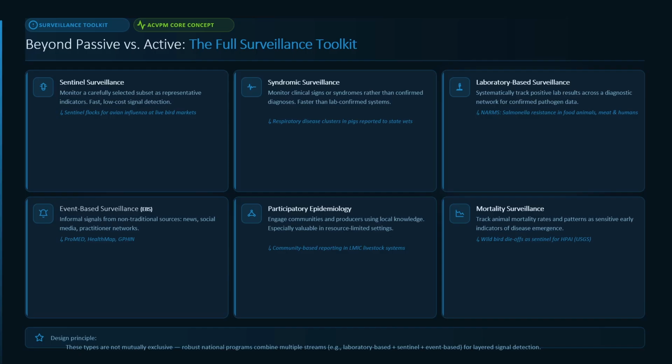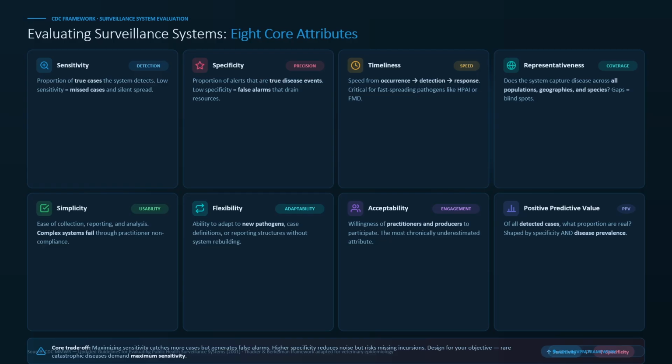Now that we have the full toolkit of surveillance types, we need a way to judge how well any given system actually performs. That's where the CDC's 8 core attributes come in. Let's evaluate. This slide is genuinely one of the most testable topics in veterinary epidemiology. The CDC updated guidelines from 2001 give us a standardized framework of 8 attributes for evaluating any surveillance system. You need to know all 8, what each one means, and, crucially, how they trade off against one another.